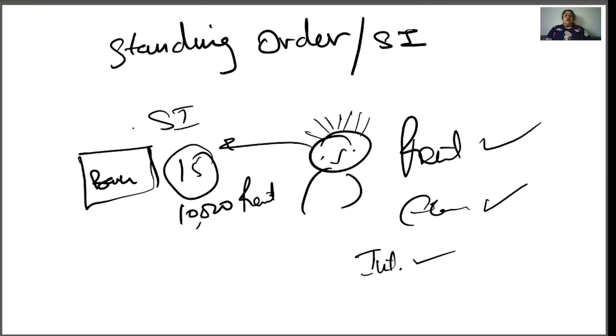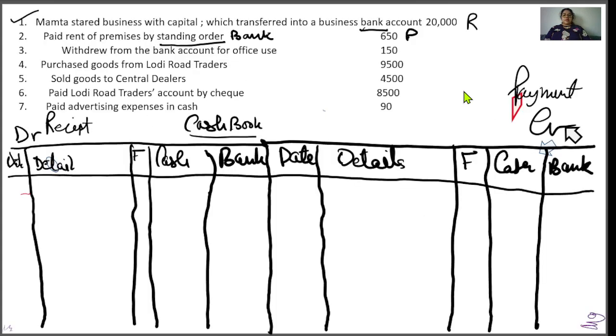And if you took a loan from any company or from a bank, you have to pay an installment every month. Then you give a standing instruction to the bank along with the loan account, and every 15th the bank will deduct the money. That is called a standing instruction. So if there is a standing instruction, you have to understand that this is a transaction in which bank is involved. Now talking about the third, withdrawn from bank.